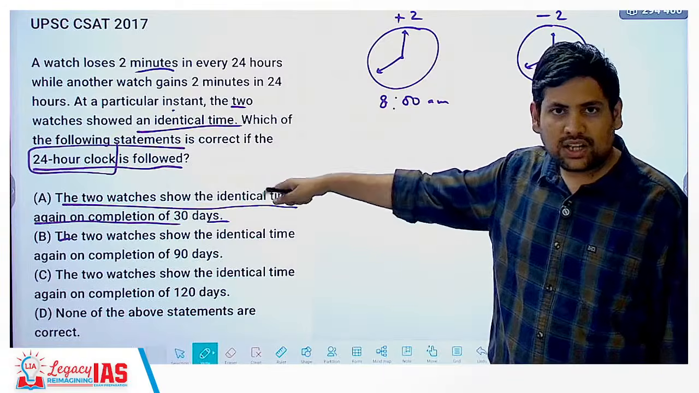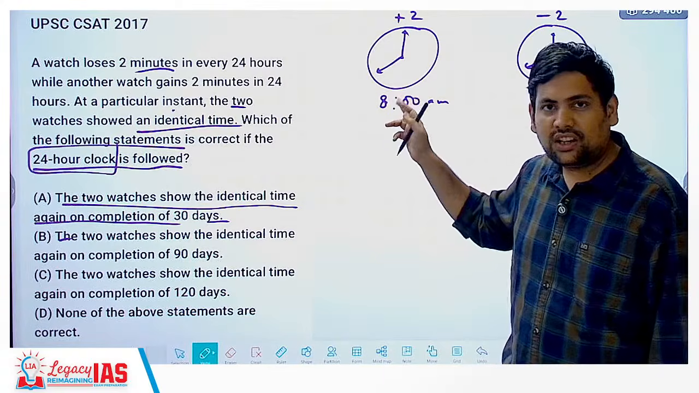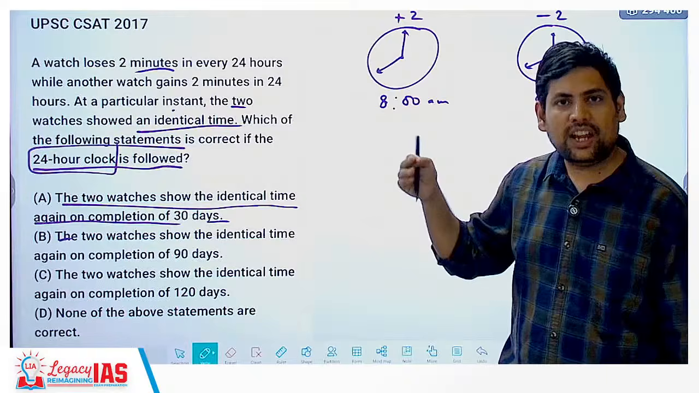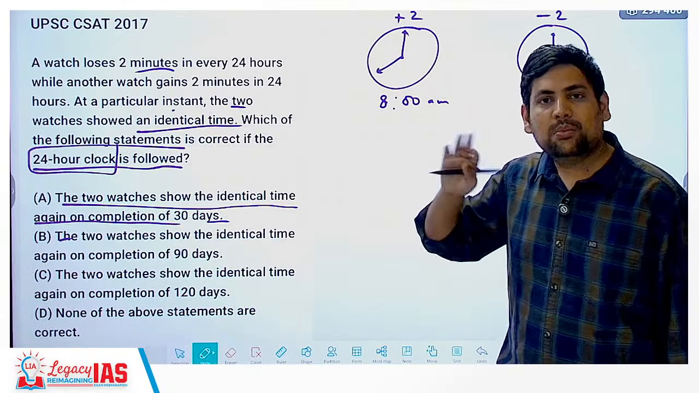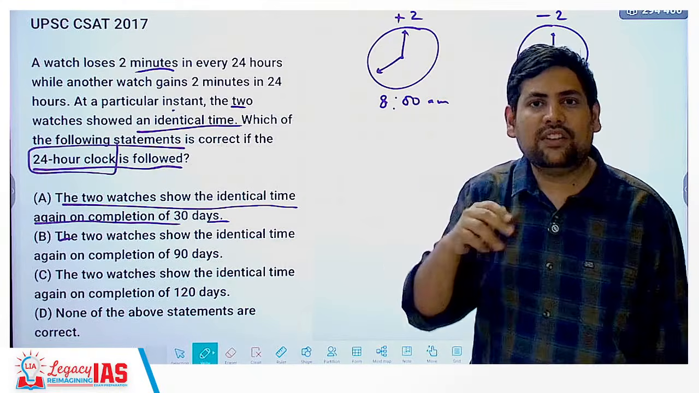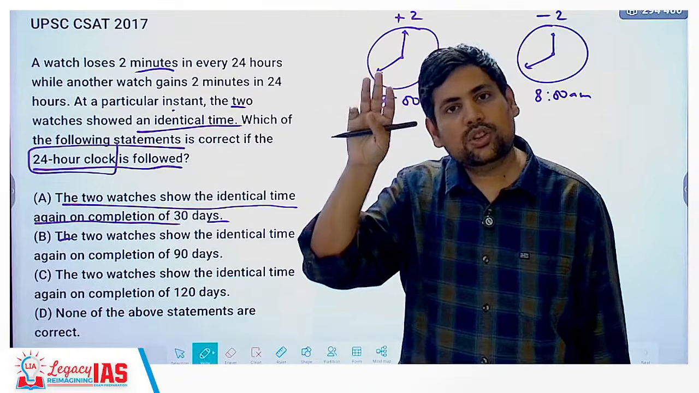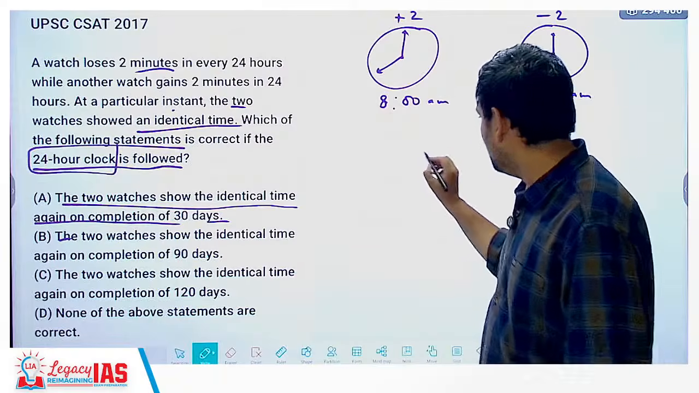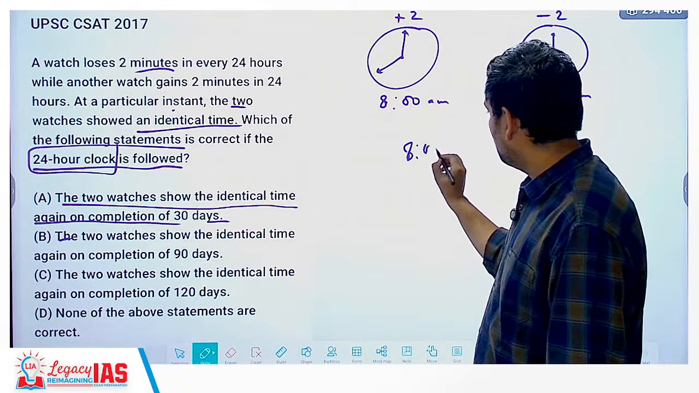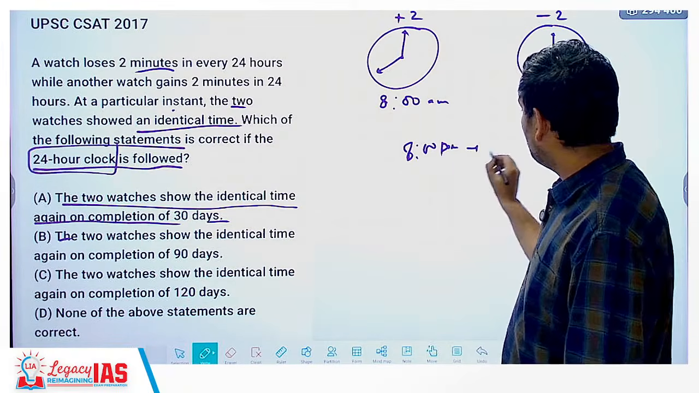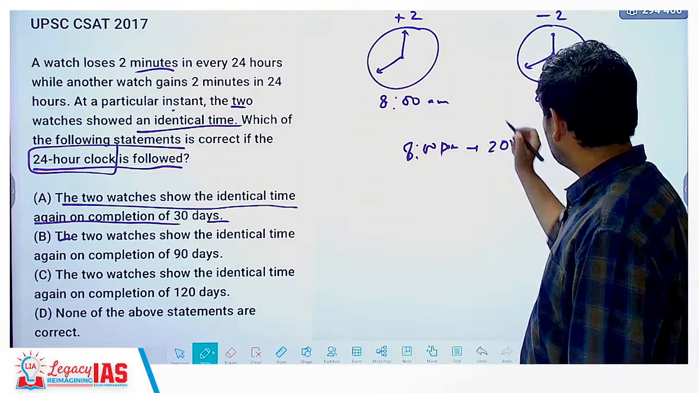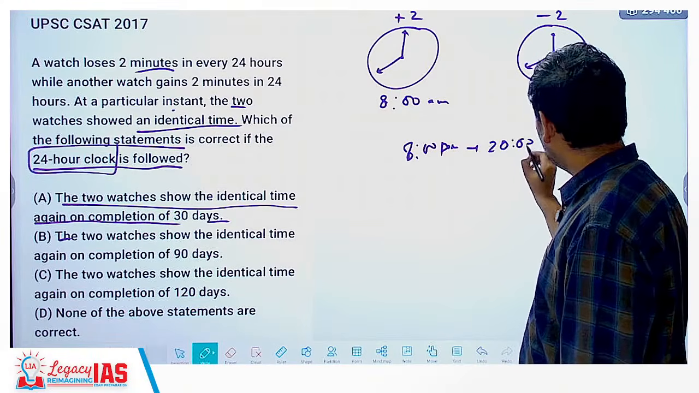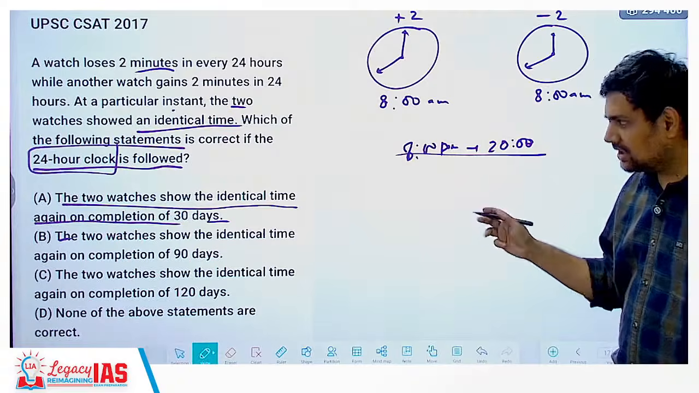So with a 24-hour clock, you just won't have 8 a.m. and 8 p.m. Instead of 8 p.m., you will start having, if you count after 8, 18, 19, 20. So instead of 8 p.m., it would rather show you 20 hours. This you might have seen in railways and all, correct? So this is a 24-hour clock.